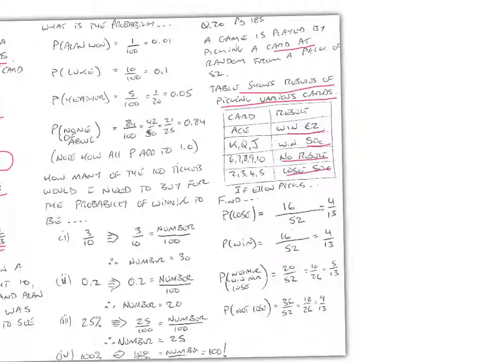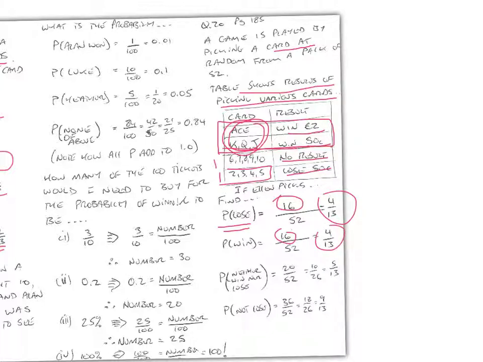Find out the probability that Ellen will lose. The probability that she'll lose is given by if she picks a 2, 3, 4, or 5 from any of the suits. That's 16 cards, 4 over 13. That she'll win, well, it's a win if she picks any of these 4 cards from the 4 suits, so 16 cards again are winning cards out of 52, it's 4 over 13, same chance.